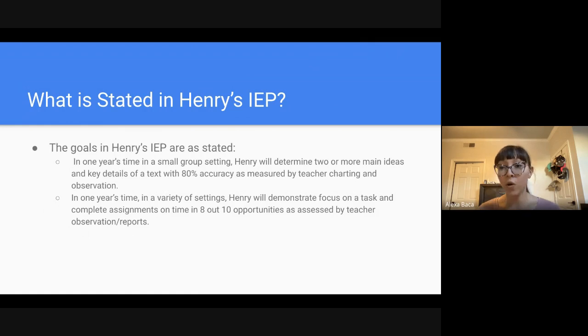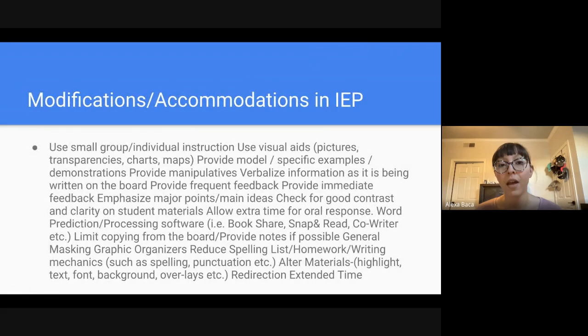So these are goals that we believe Henry is fully capable of meeting, and his IEP accommodations and modifications will be placed to help him reach these goals within that 1 year goal. So, what are his modifications and accommodations? These are the ones that we have listed in his IEP, and there are quite a few.